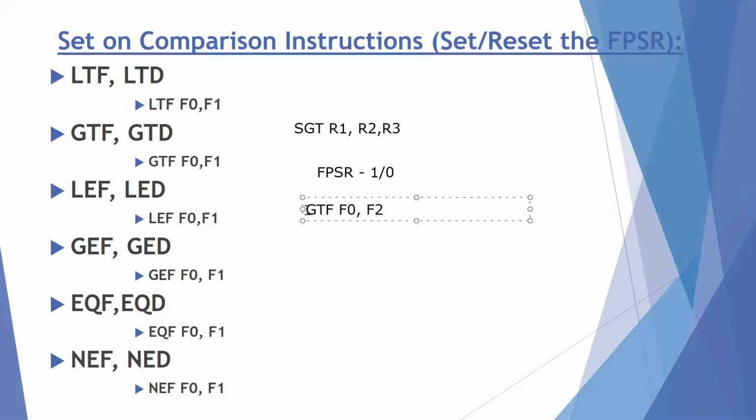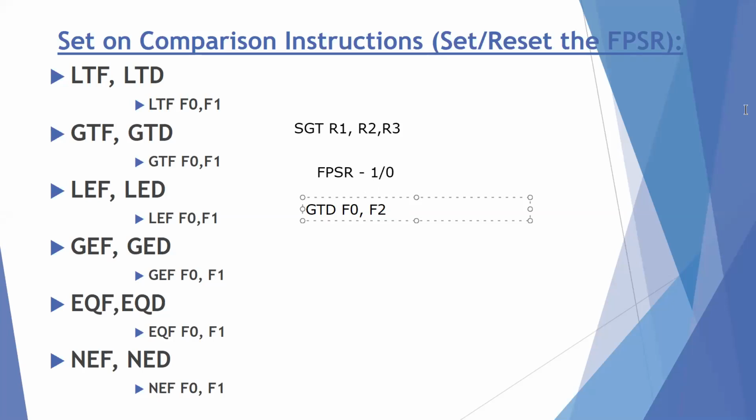Yeah. See, the instruction says greater than floating. If F0 floating point register contents are greater than F2 floating point register contents, the floating point status register should be set to 1, else it should be reset to 0. Very simple, right? Okay, similarly we have greater than double.